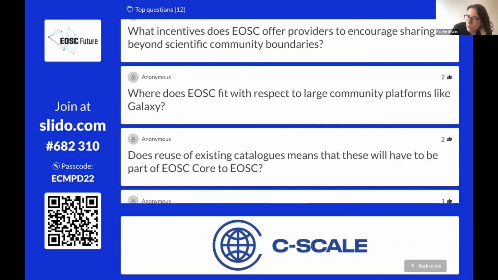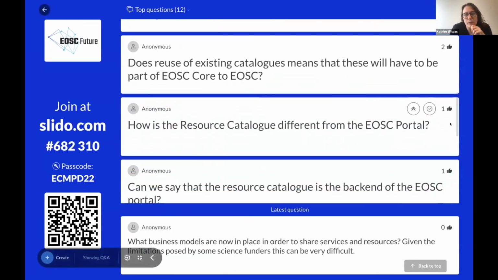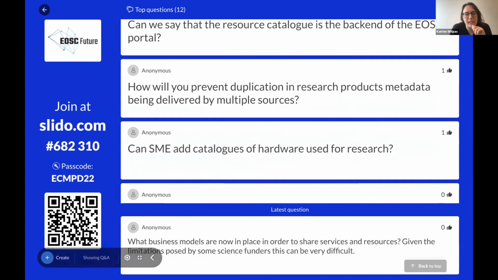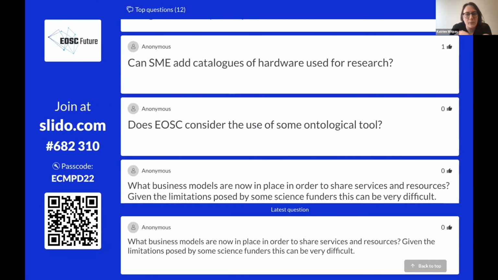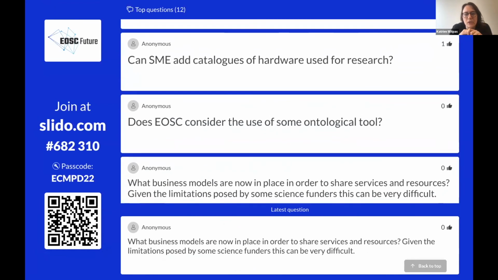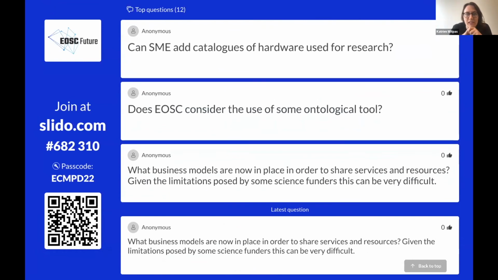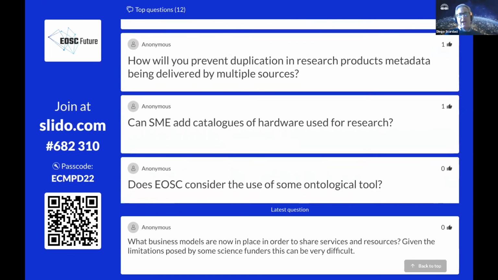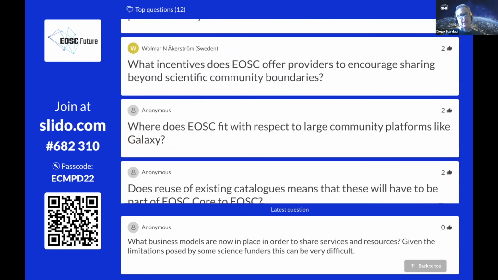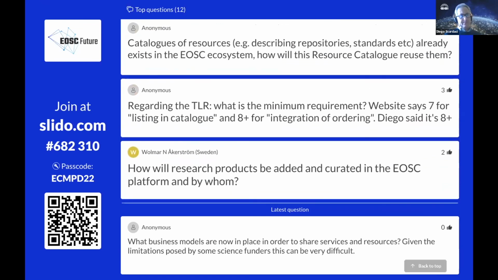Then maybe let's take one last question, one that has gotten particularly many upvotes, the one on the technology readiness level. Someone says that the website says 7 for listing in the catalog and 8+ for integration of ordering, and Diego said that it was 8+. Can you clarify, Diego? Maybe that's outdated information on the website, I don't know. No, the information on the website is up to date, it is the correct one. 8 is for the ordering, but for listing, TRL 7 is enough. Okay, I think that was a clear answer.